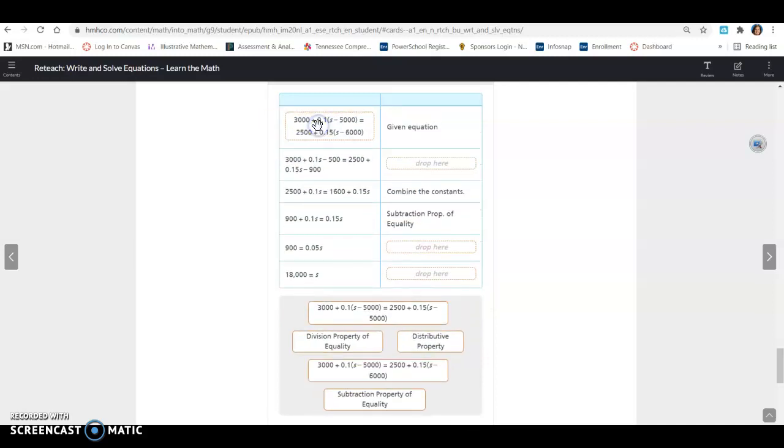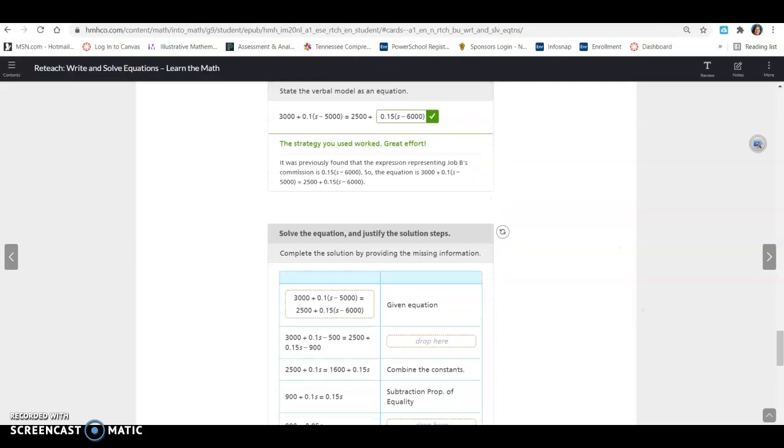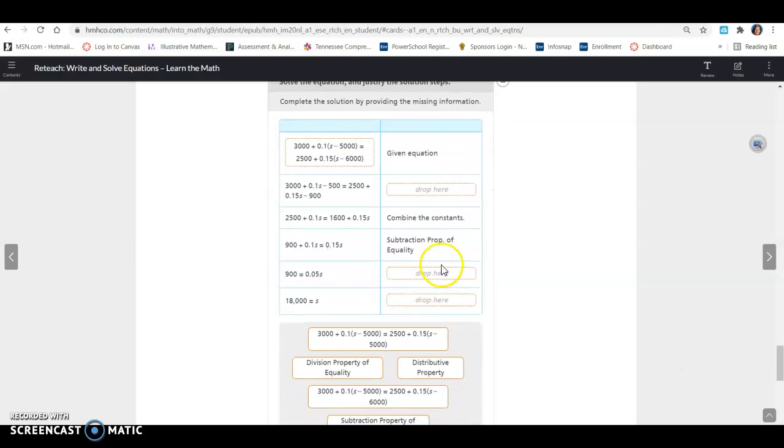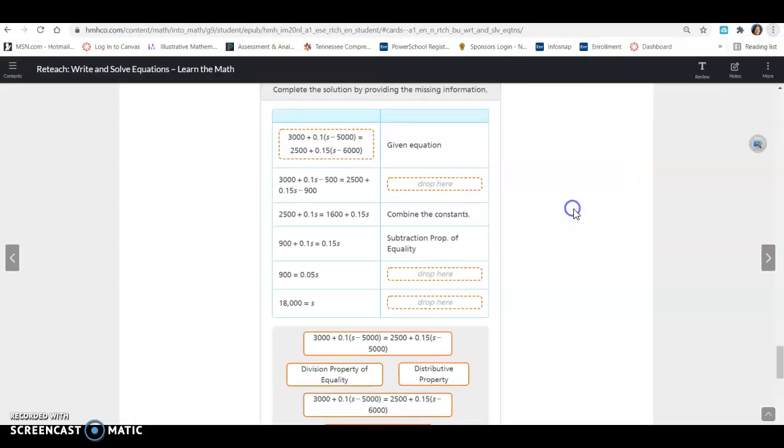Then you want to double check and make sure. So we've got the 3,000 plus 10% times S minus 5,000. That's what we have on the left. And we're going to set that equal to 2,500 plus 15% times S minus 6,000. So that's our given equation. That's what we're starting with. And then, let's see if I can blow this back up just a little bit. All right, so then it says, what are we doing first?